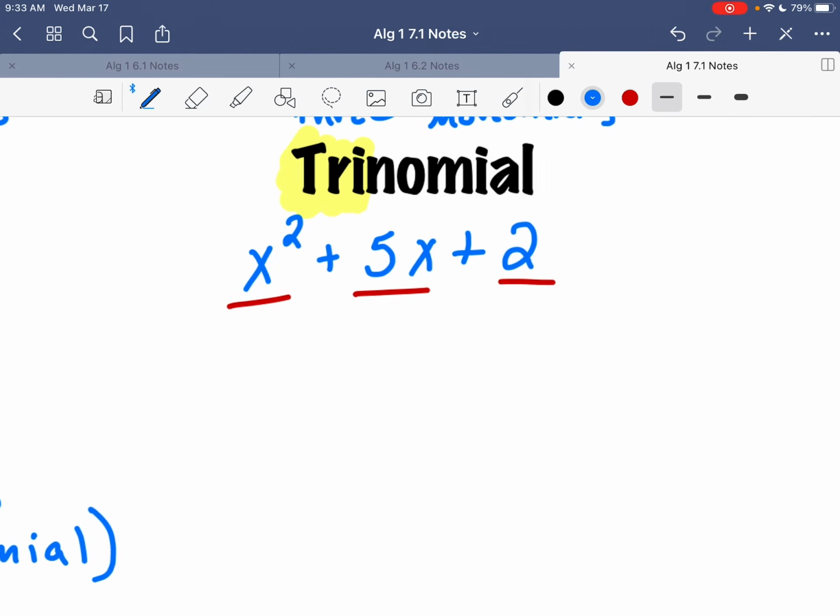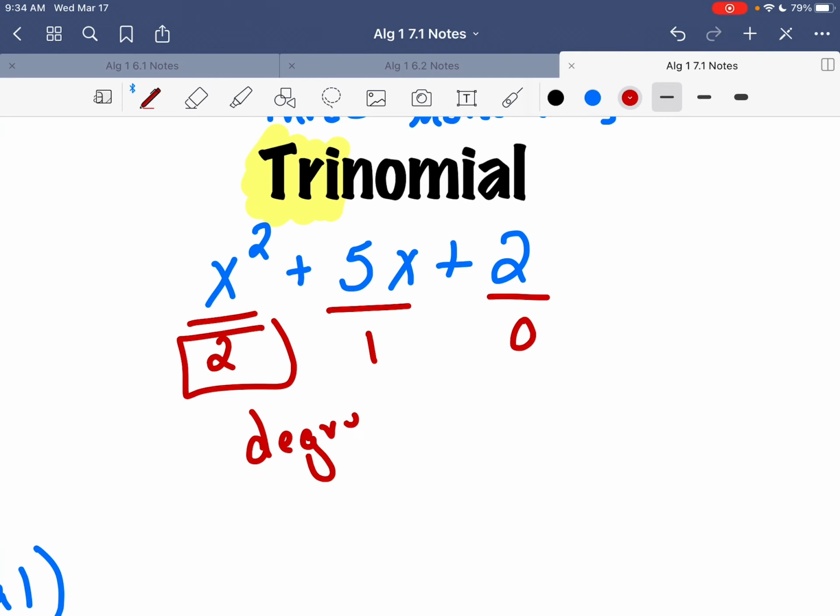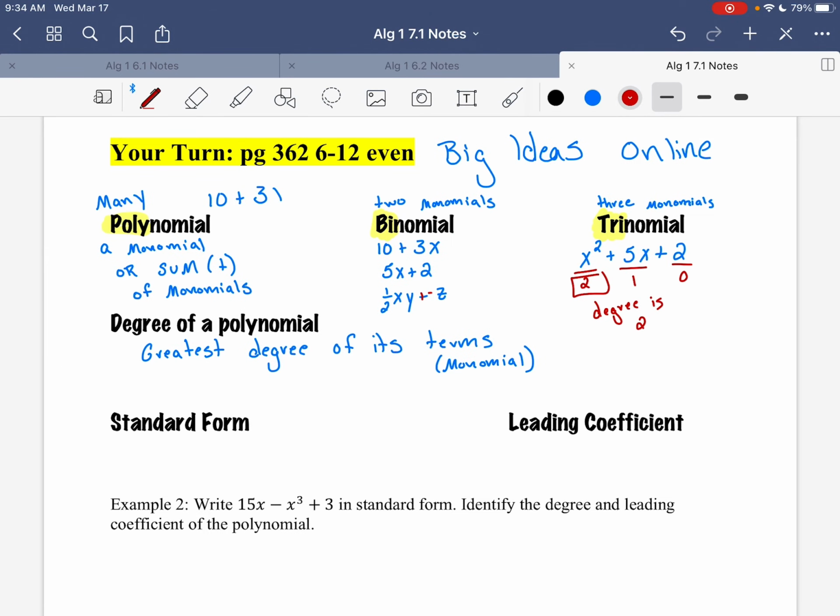For example, this trinomial over here. The degree of this monomial is 2, because there's two x's. It would be x times x. So the degree of this one is 2. The degree of this one is just 1, because it just has that single x. The degree of this last one is 0. So the degree of this whole polynomial is 2, since that's the biggest degree of all its terms.